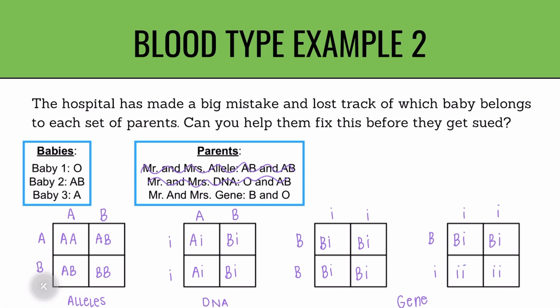Alright, great. Now I'm going to look at my babies and see where I can find each one of these. Baby one is type O. The only type O babies that I can see are right here. So because of that, I know baby one has to be Mr. and Mrs. Gene's.